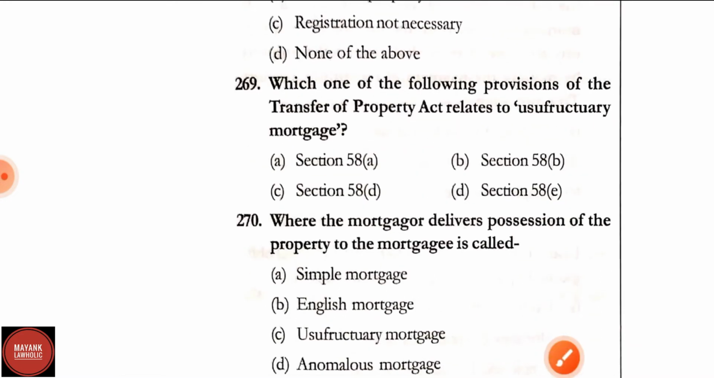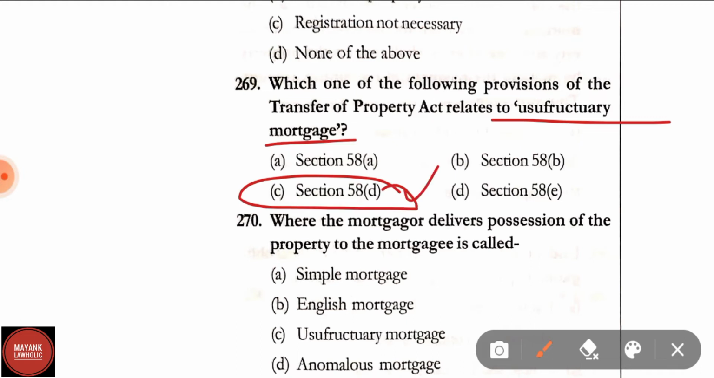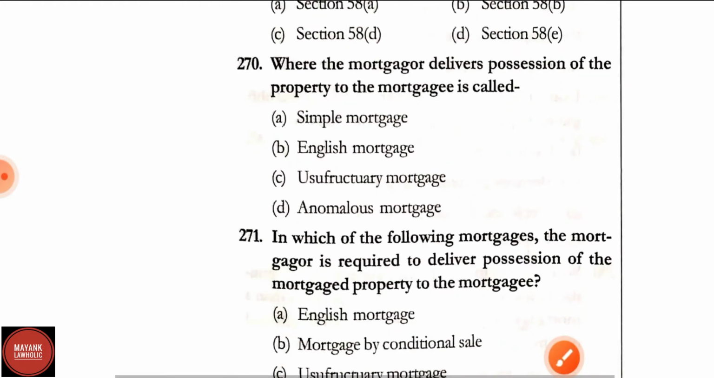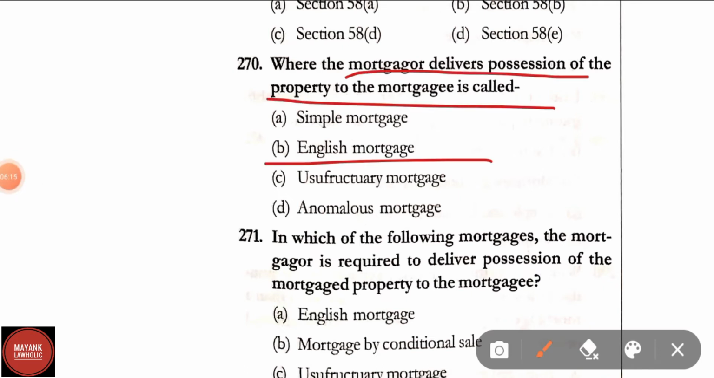Question number 269. Which one of the following provisions of TPA relates to usufructuary mortgage? Options are section 58 clause A, option B section 58 clause B, option C section 58 clause D, option D section 58 clause E. Correct answer is section 58 clause D. Question number 270. Where the mortgagor delivers possession of the property to the mortgagee, it is called usufructuary mortgage.